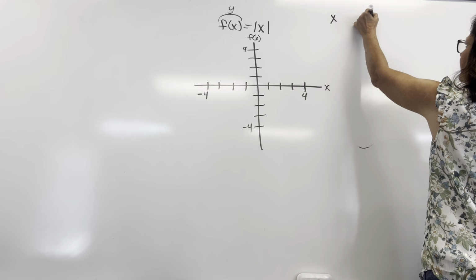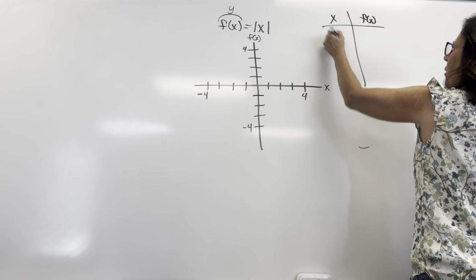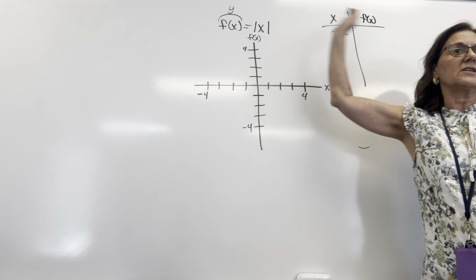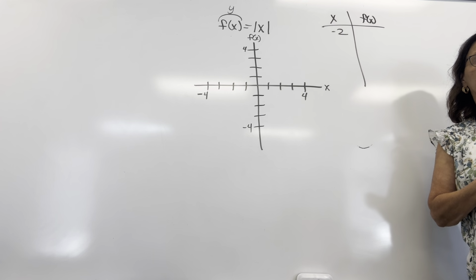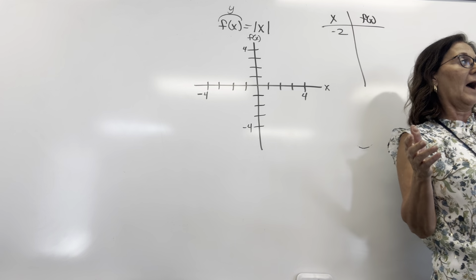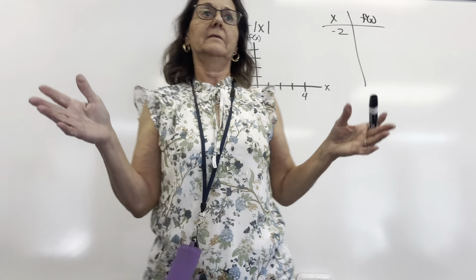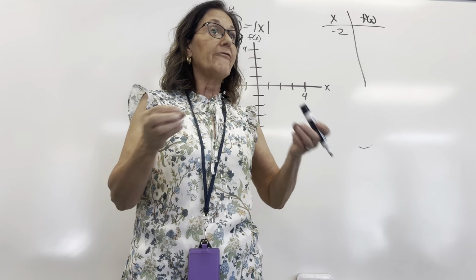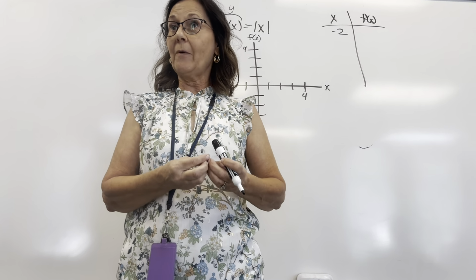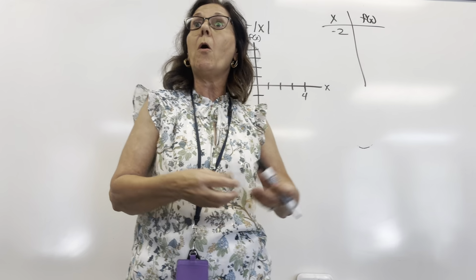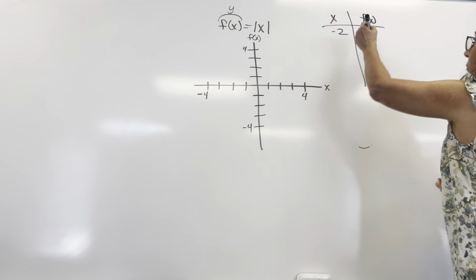All right, so we're going to look. When x is negative 2, and I substitute negative 2 into that function for x, what is the y value? Positive 2, right? What does the absolute value mean? The absolute distance from 0. That is correct. Neither positive nor negative. It's the absolute distance from 0 on a number line. So the y value is 2.